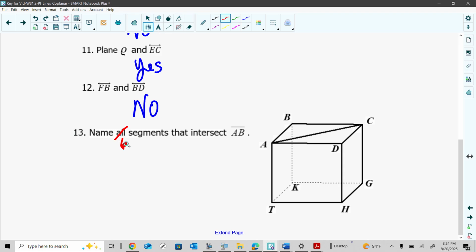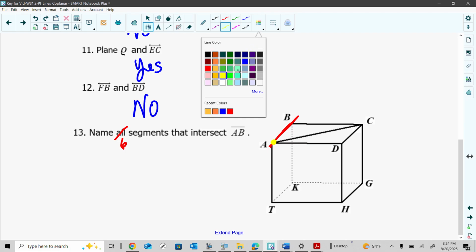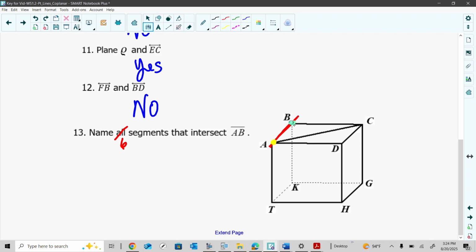6 of them. So I'm gonna focus on this segment AB right here. And for it to intersect, basically it needs to touch either point A or it needs to touch point B. Okay, so we need a segment basically intersecting through those points. So I could do this segment here, which is segment AC. I could also pick this horizontal segment BC. These answers can vary.